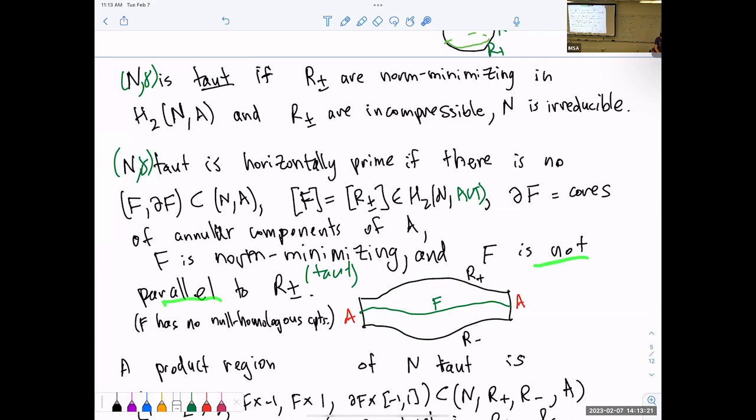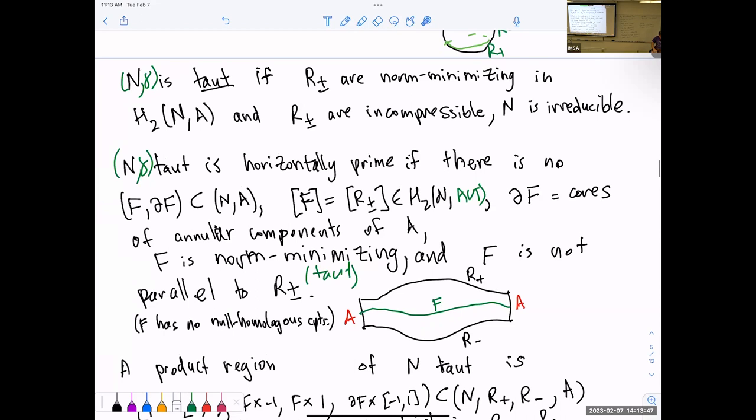So if we had such a surface, we could cut along it and we would get two new sutured manifolds, the one on top and the one on bottom. Because it's homologous to R plus and minus, it would have to separate the manifold. And you would get two new non-product sutured manifolds. Again, if it was parallel, then one of those would be a product, but we're hypothesizing that away. So we say it's horizontally prime if this holds.